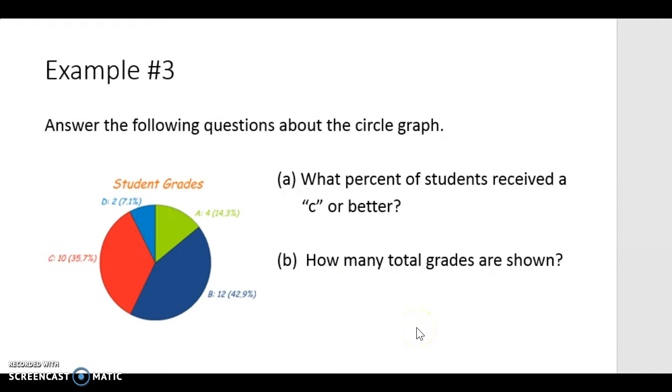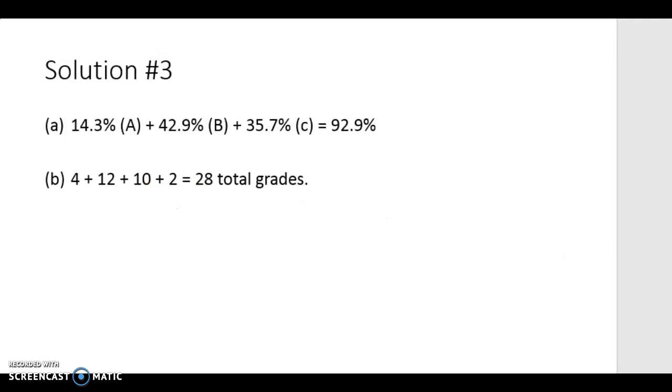So how do we do this? Let's take a look at it. Well, what does C or better mean? A C or better means an A, a B, or a C. So I'm simply going to add up those 3 percentages. 14.3% got A's, 42.9% got B's, and 35.7% got C's. That totals 92.9%.